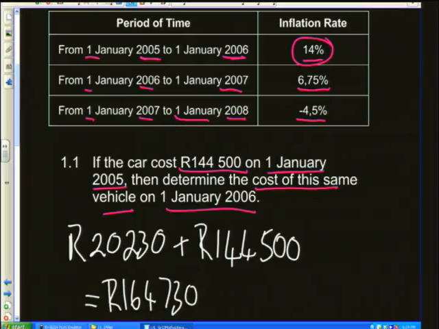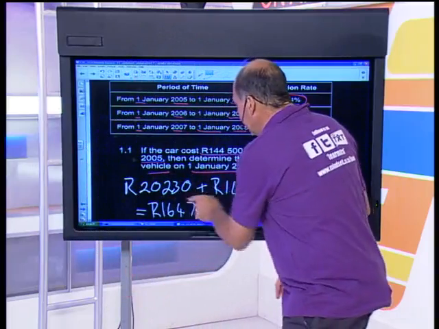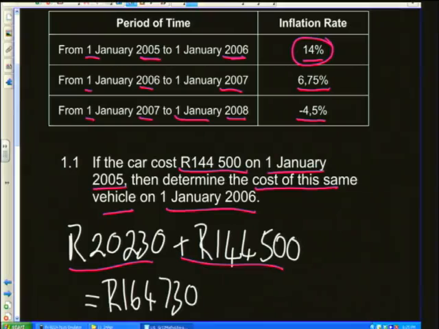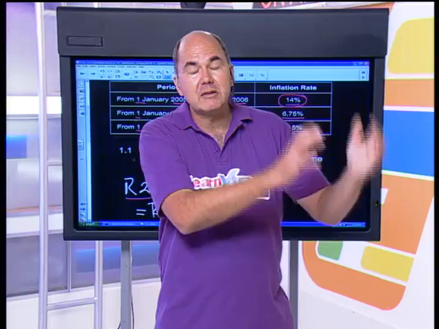164,730 rands. Now, guys, if I want to check it, there is another way to do it. And I want to show you that other way. If you ever have to increase something by a certain percentage, then you can do it by straight multiplication. Instead of adding, like I've done here, I added the 14% to the original amount. So I could say this is like 100% and this is 14%. So really what I need to do is to multiply the total by 114%.